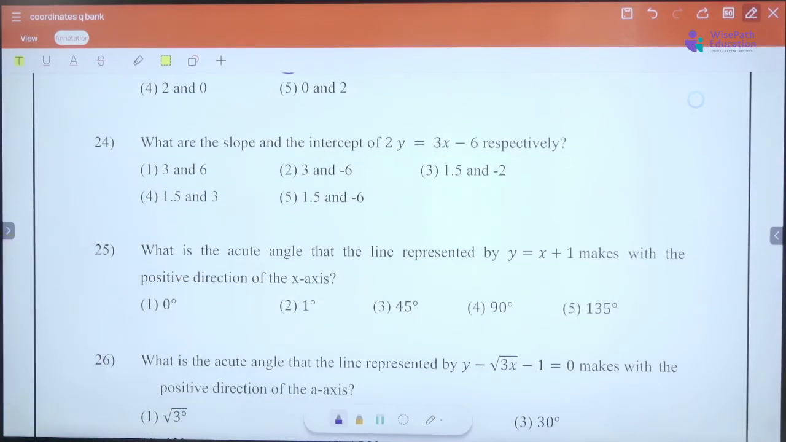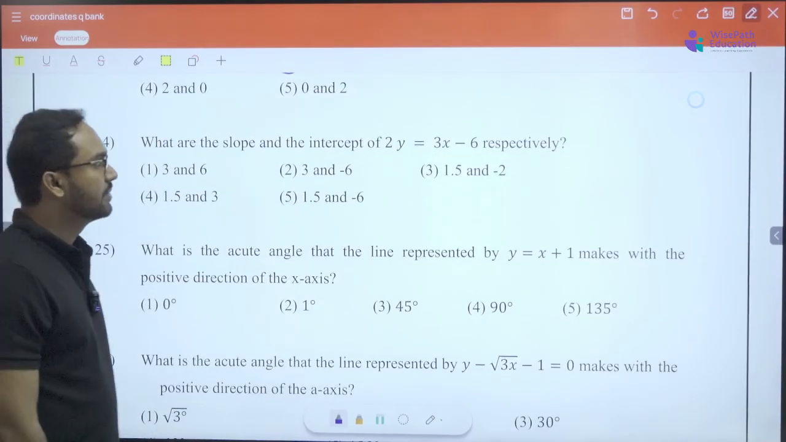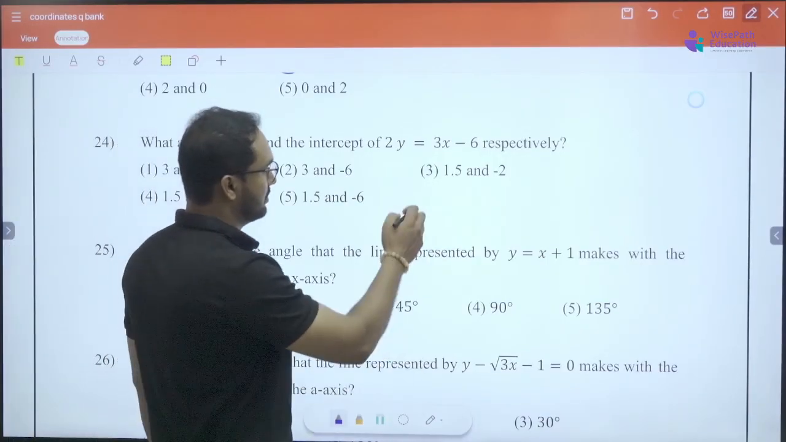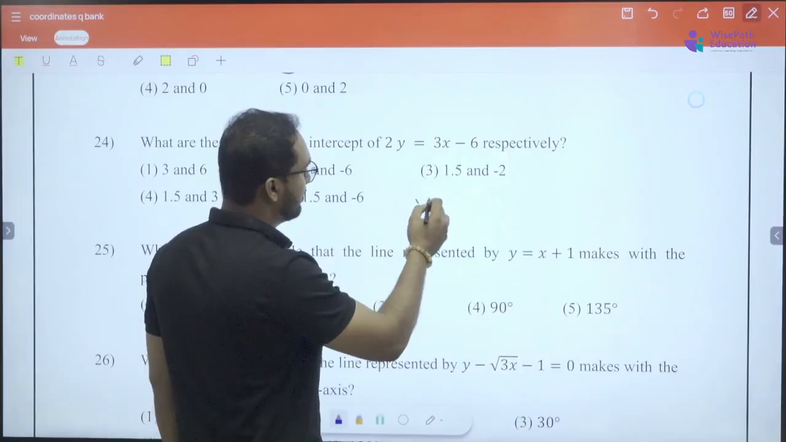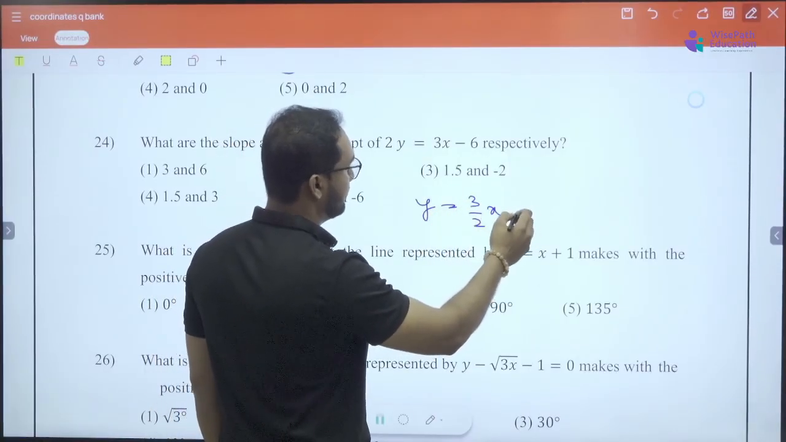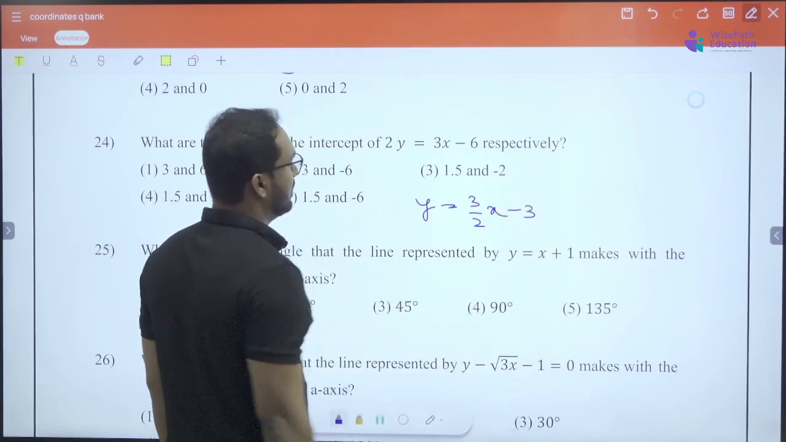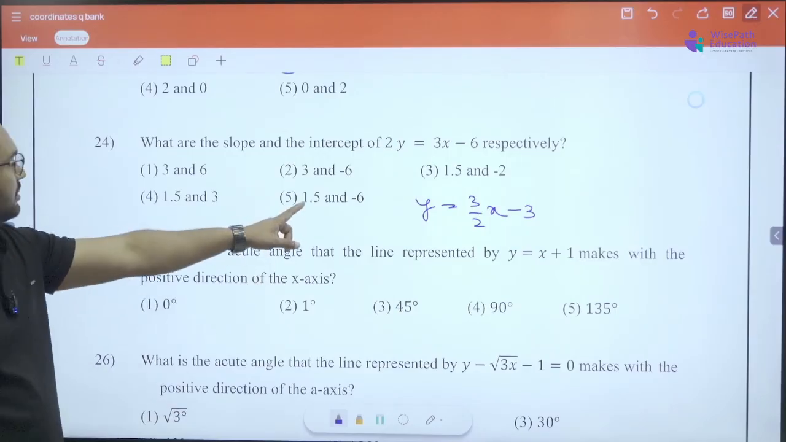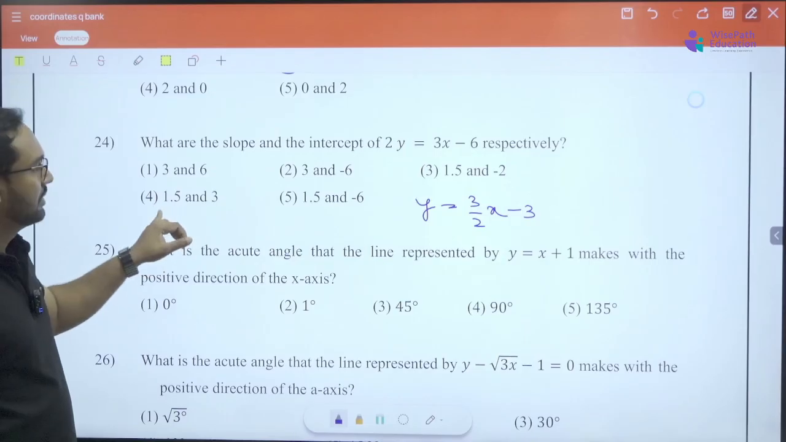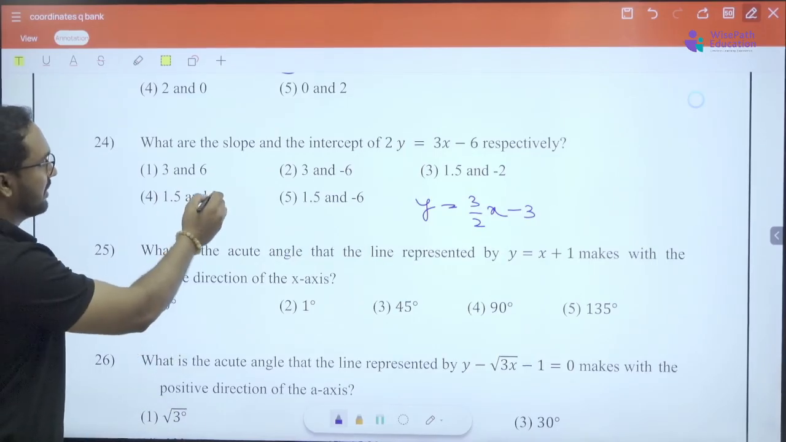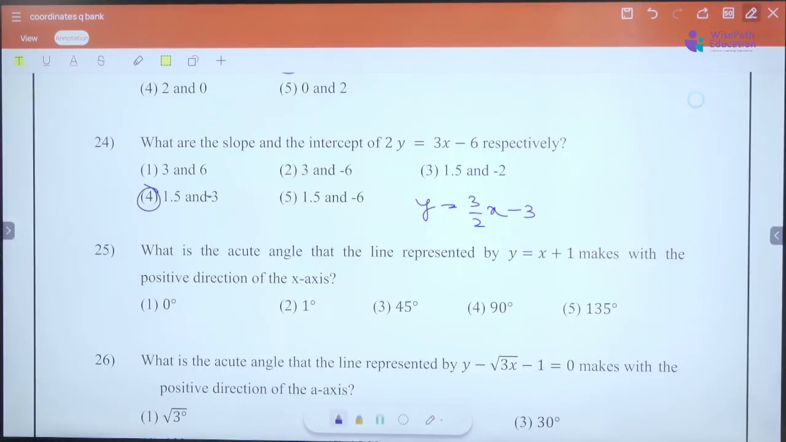24th question. What are the slope and intercept of 2y equals 3x minus 6? This you have to convert into the original format. That will be y equals 3 over 2 x, that is 1.5 if you want, minus 3. Divide by 2. So that is 1.5 and it should be minus 3. Yes, this should be minus 3. Answer should be 4.